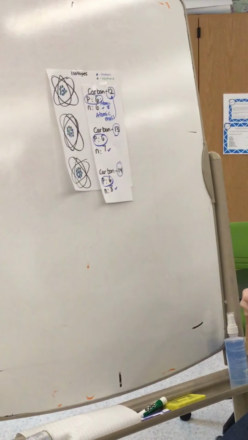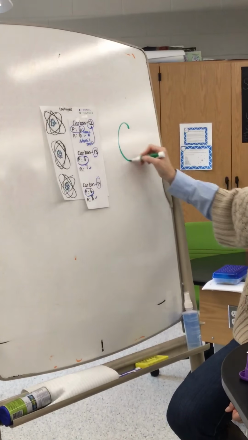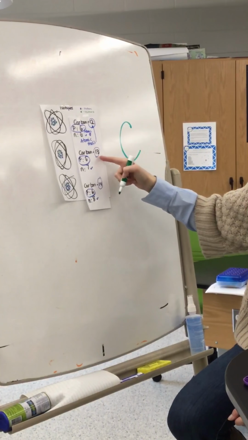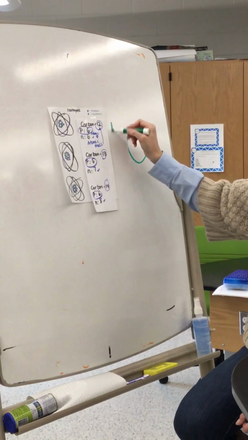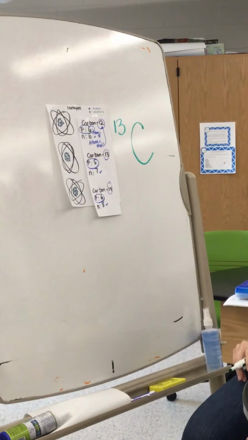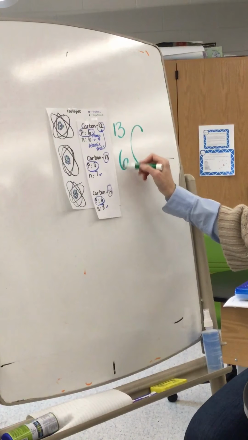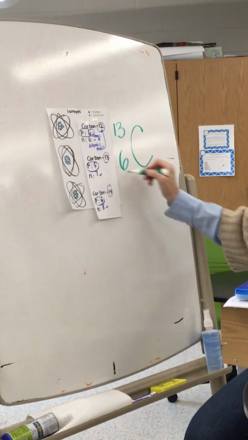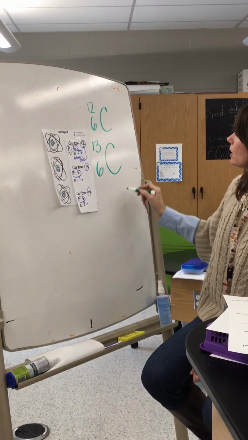So the complete element symbol, if we were going to write an isotopic element symbol for carbon, let's say carbon 13, we would write the mass number up there and the atomic number here. Carbon 12, and then carbon 14.